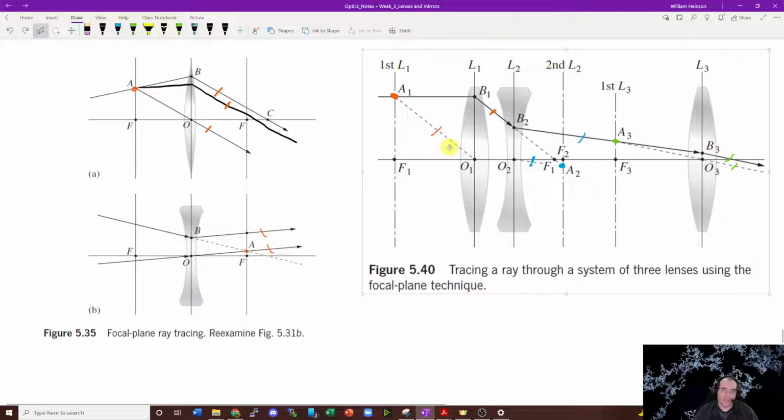We'll draw an imaginary beam from here to here, and that keeps going. So this has to be parallel to this, right? Because it comes here and becomes this. So this keeps going. So this is parallel to this, right?